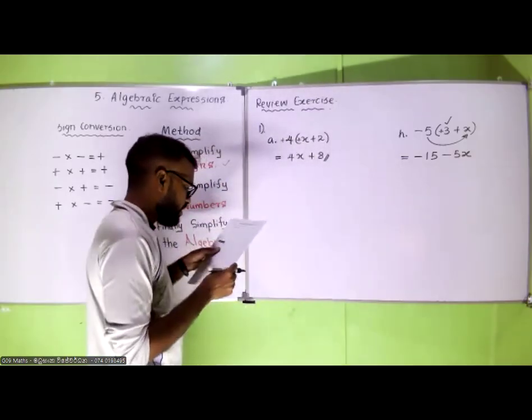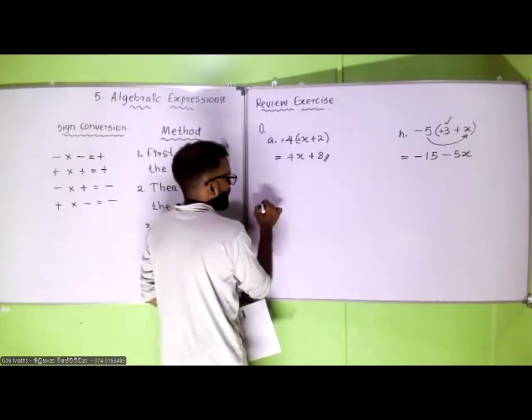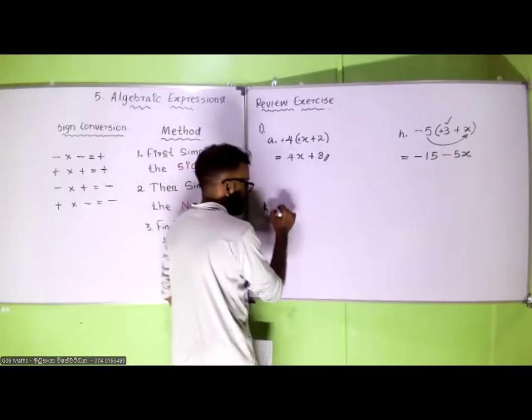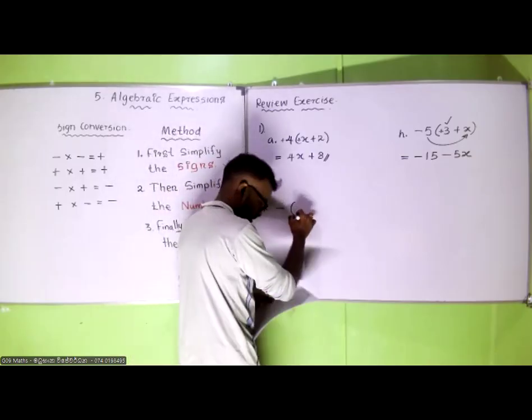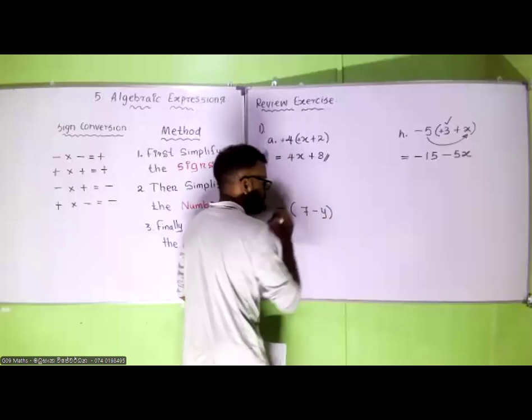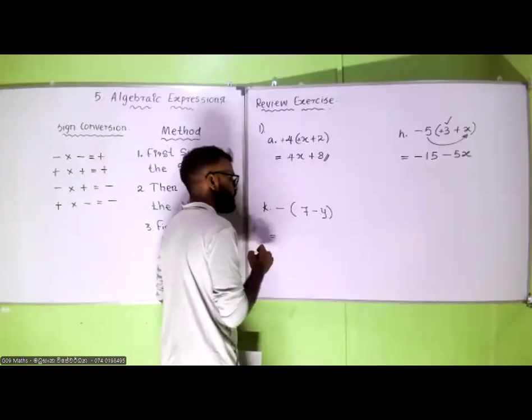Then I will do part K. Right? Negative times 7 minus y. So you already know how to do this one. These are from grade 8.